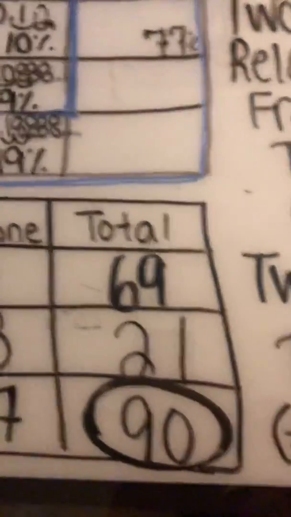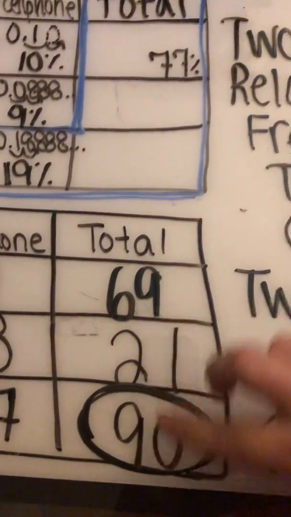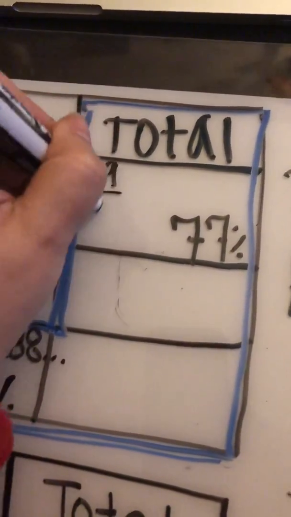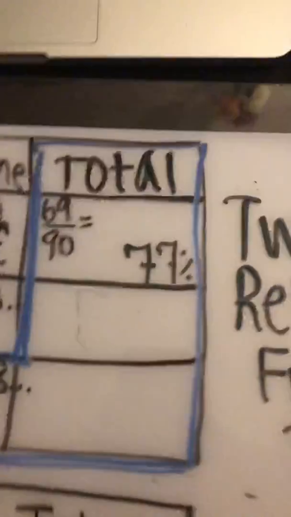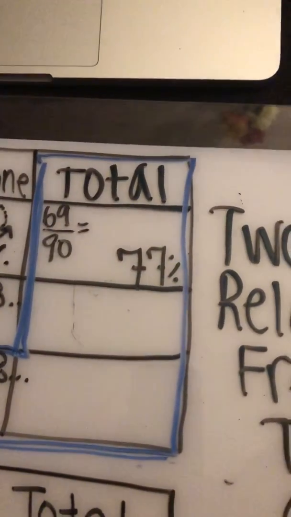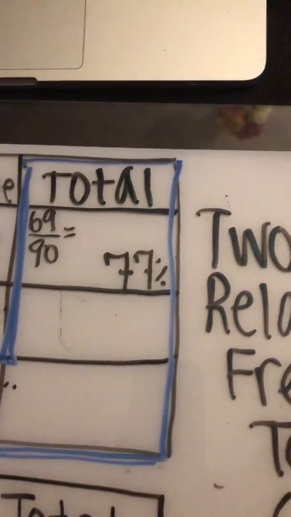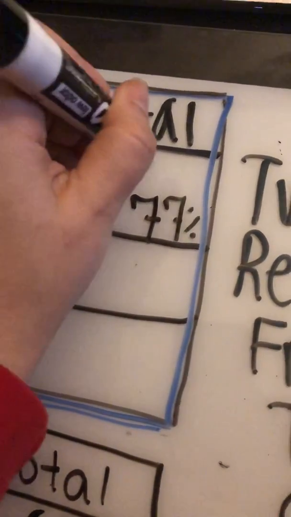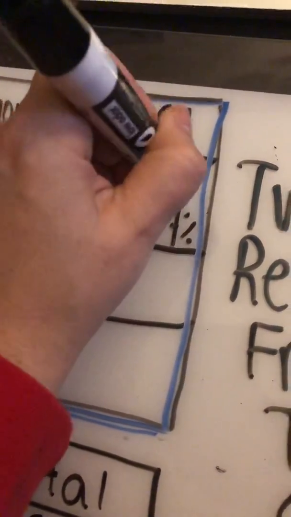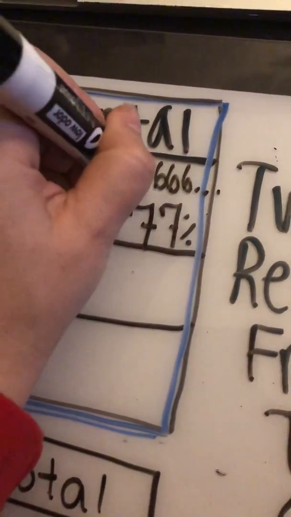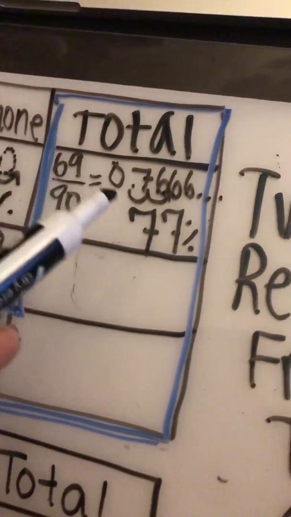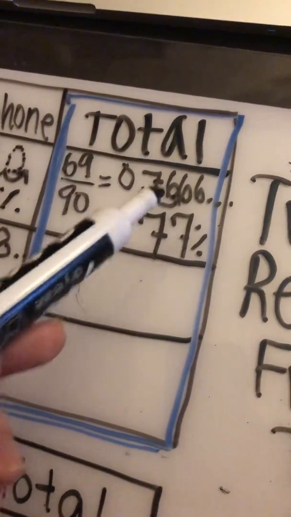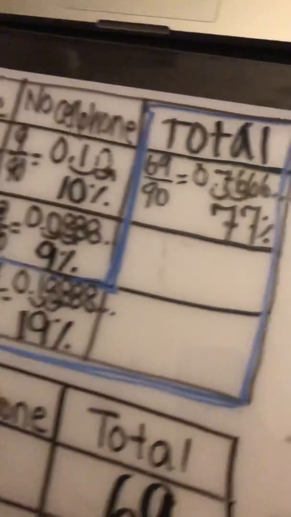Okay? You could also check it by doing this division. I'll show it to you. So it would be 69 divided by 90. And that would equal 0.76 repeating. When we move our decimal or multiply it by 100, it would be 76.6 repeating, but the 6 would round that 76 to 77, so this is correct.